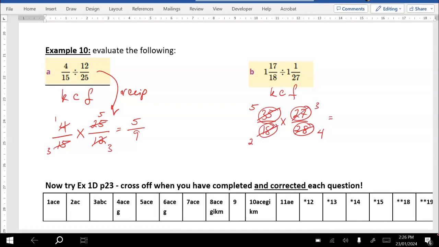If you don't do this, you can use a calculator, do 35 times 27 over 18 times 28, and then you can reduce it from there. I think you're going to find it a lot easier if you do it this way, so I highly recommend it. 5 times 3 is 15, and 4 times 2 is 8. So you get either the improper fraction of 15 over 8, which is correct, or you can convert it to a mixed number. There you go.